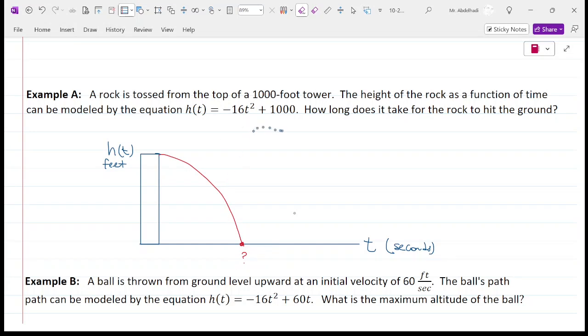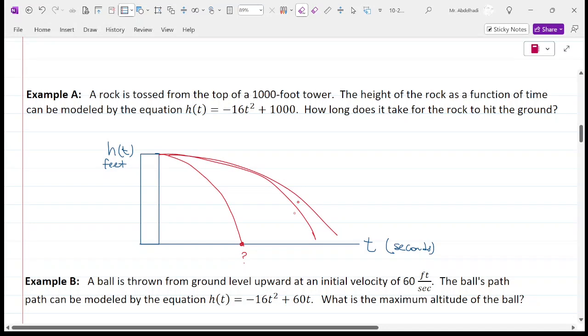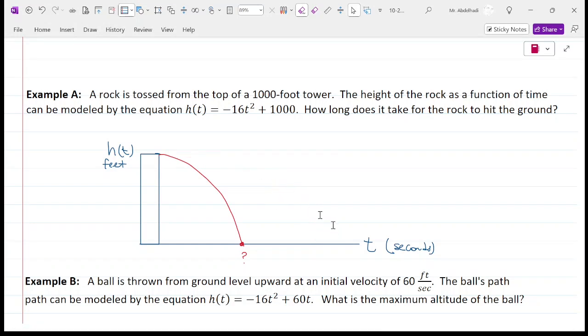Now this function will be different depending on the speed, because if you roll it off slowly, it'll just drop more straight. But if you put a lot of force into it, it's going to create a wider parabola, like the difference between a ball and a bullet. So anyway, what's this t value here? At what t does it hit the ground? How long does it take, how many seconds? So we're looking for the x-intercepts here.